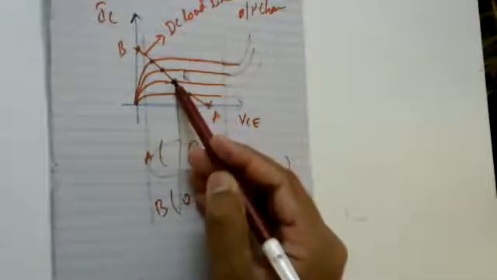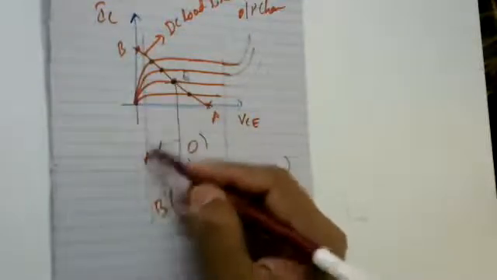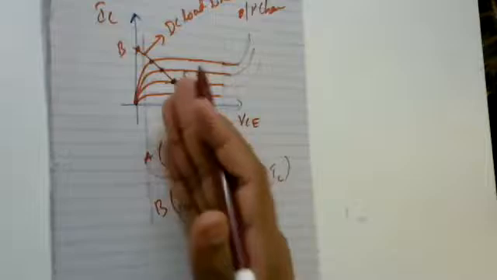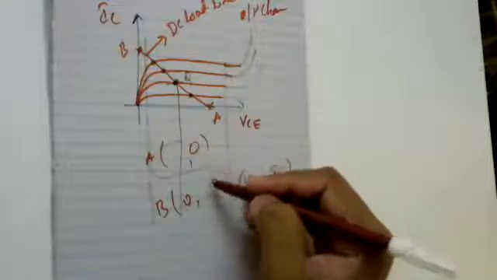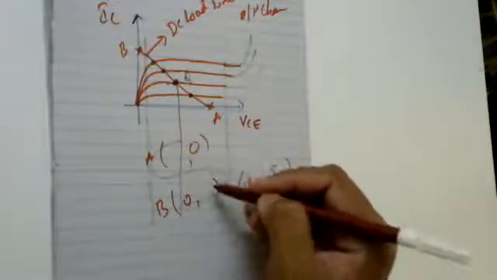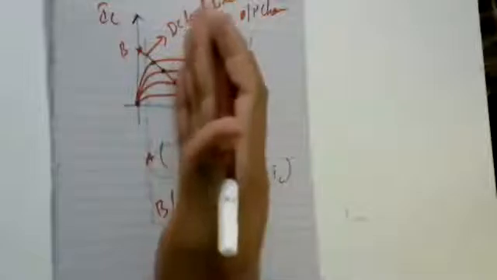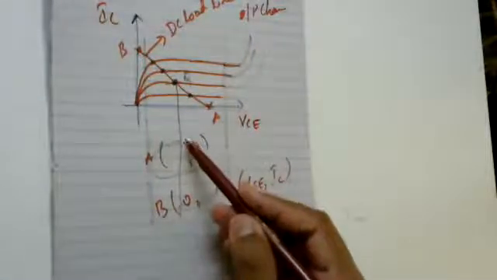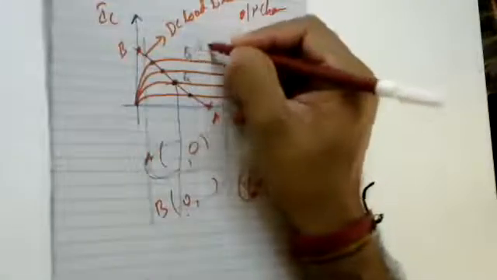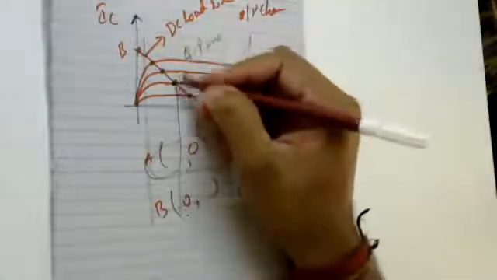If I shift this Q point nearer to point B, then I can see that the negative swing will vanish, or some portion of the negative swing will be clipped. If I take this point nearer to point A, then some positive portion of the signal will be clipped. So if I maintain it exactly at the center, I can have a very good voltage swing, both negative as well as positive. So I need to select a Q point, where Q stands for quiescent point, exactly at the midway of the DC load line.